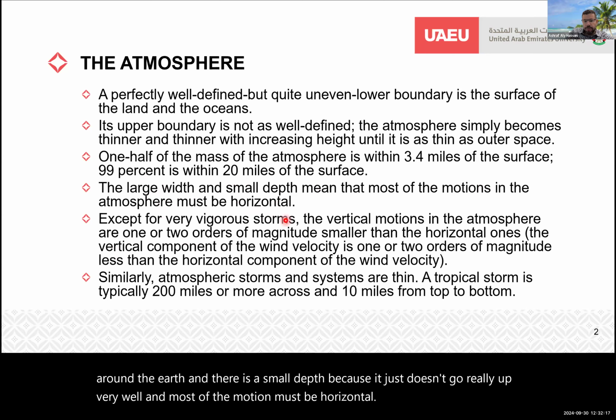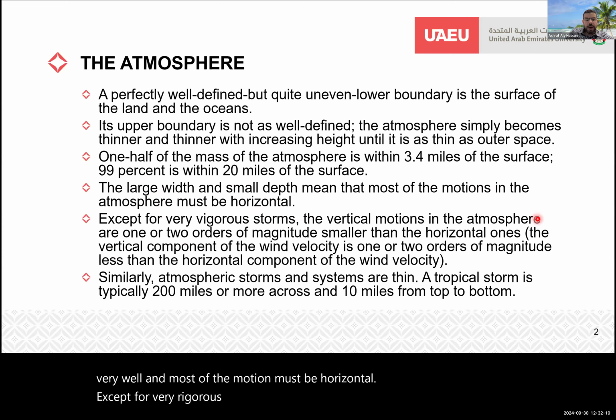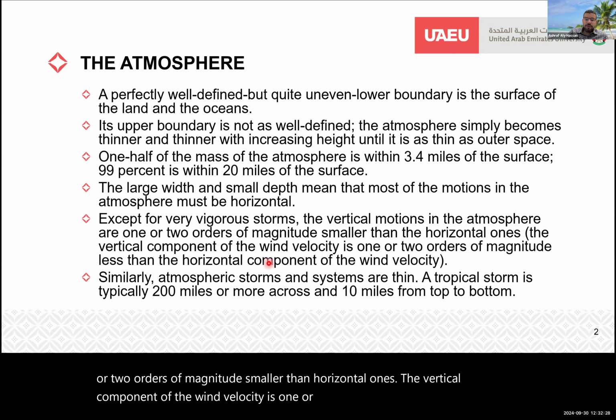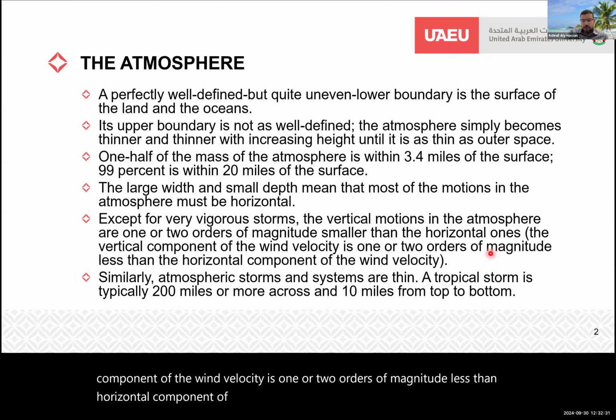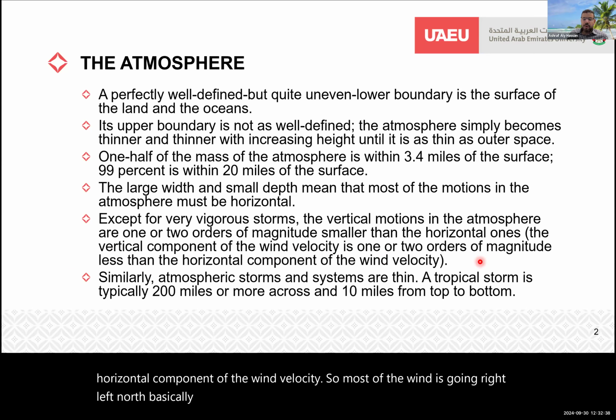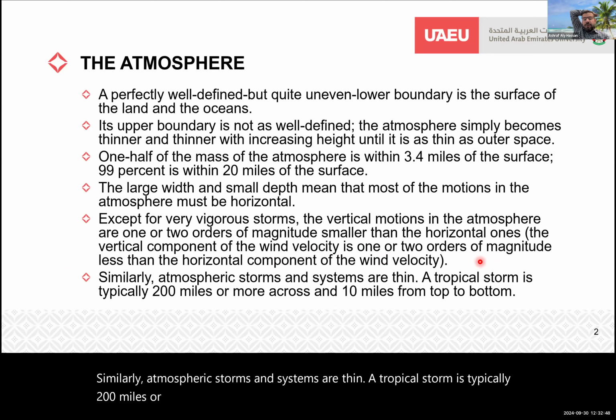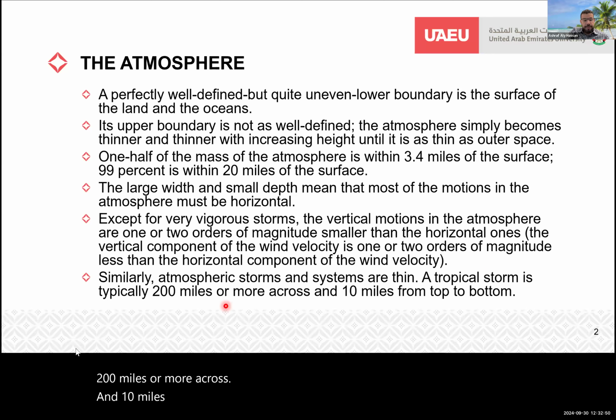Except for very rigorous storms, the vertical motions in the atmosphere are 1 or 2 orders of magnitude smaller than horizontal ones. The vertical component of the wind velocity is 1 or 2 orders of magnitude less than the horizontal component of the wind velocity. So most of the wind is going right, left, basically north, south, east, west, but it doesn't go up and down. Similarly, atmospheric storms and systems are thin. A tropical storm is typically 200 miles or more across and 10 miles from top to bottom.